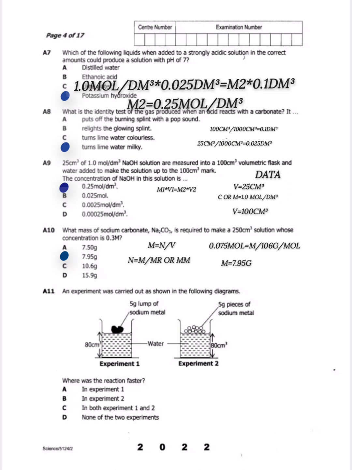Now, as you can see here, in experiment 2 we are having small pieces of sodium. Then in experiment 1 we have a large piece or lump of sodium metal. So the question is saying, where was the reaction faster? In experiment 2 we are having small pieces of sodium metal, which means we are going to have a large surface area for the reaction compared to experiment number 1. So here I'm going to say in experiment number 2 the reaction was much faster. So my answer here is going to be B.